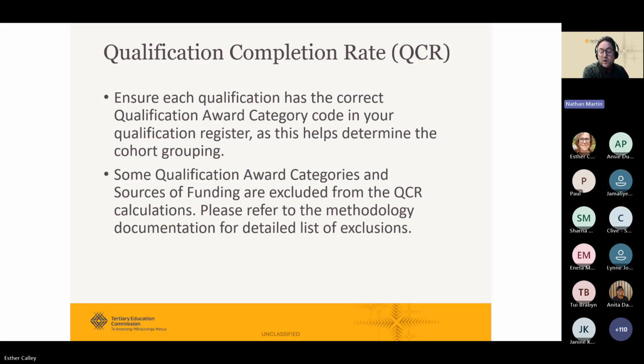There is a filter on each report sheet. Check the EPI methodology document links. Full and part-time learners only relate to the qualification, not the course or any other EPIs.